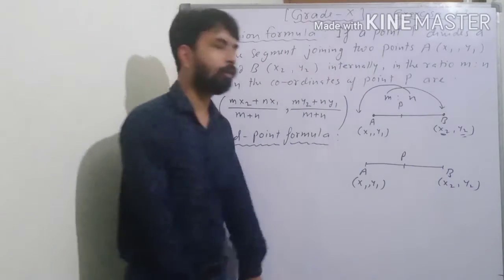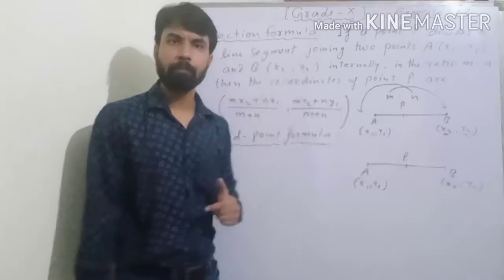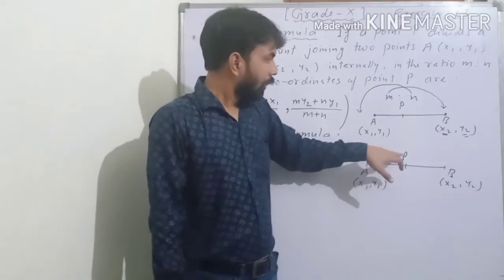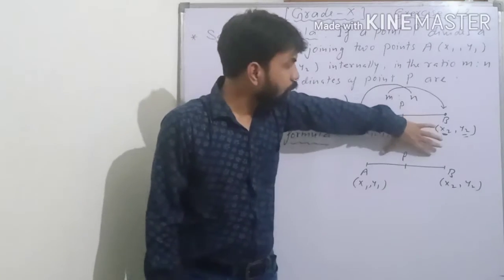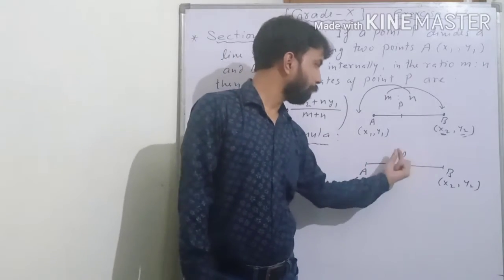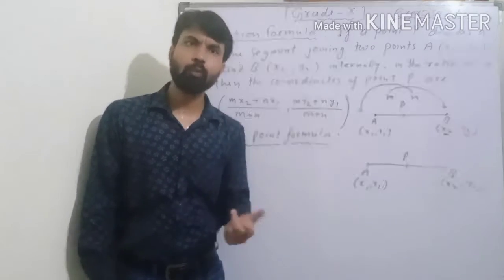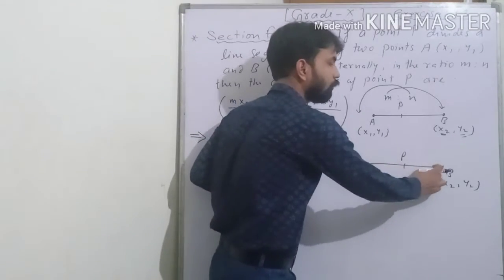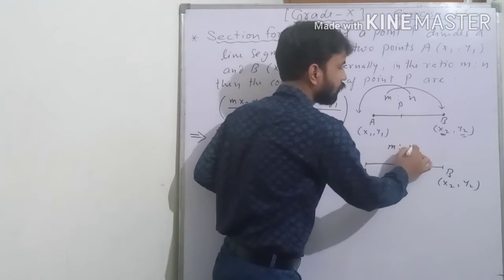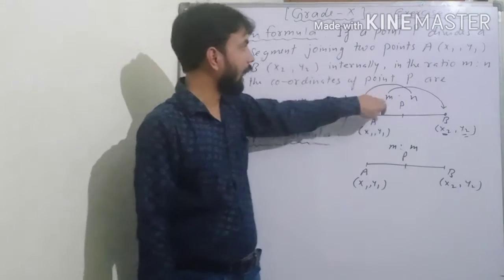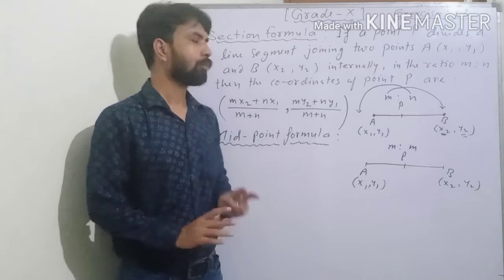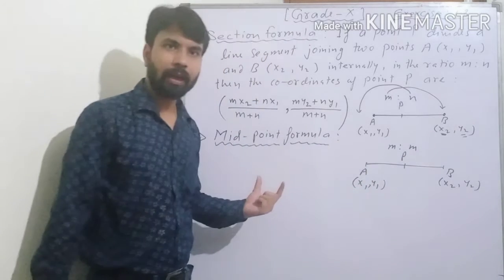Suppose that P is the midpoint of AB and we have to find the coordinates of P. Then what can we do? If it is a midpoint, then we should know that this point divides the whole line segment into two equal parts. If P is a midpoint, then P divides AB into two equal parts. That means this part is equal to this part. So the ratio m is to n will be m is to m, because m and n both will be equal in the case of midpoint. Understood? Good. So we will use the section formula here.